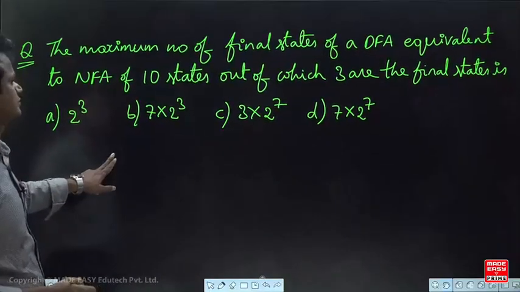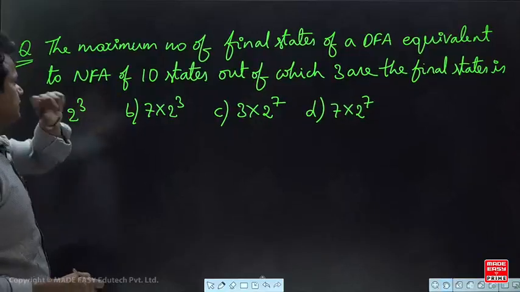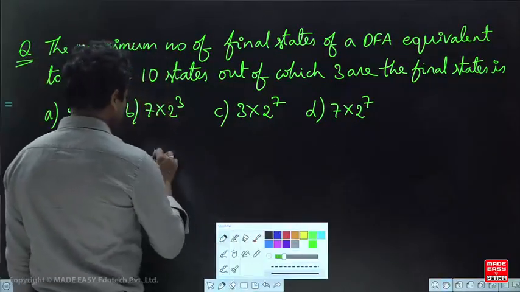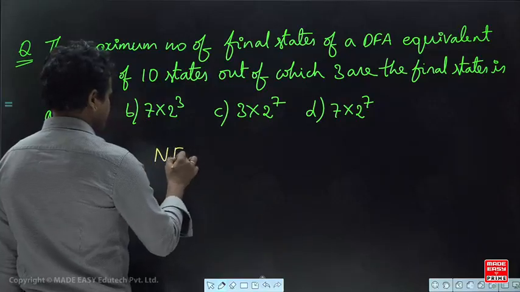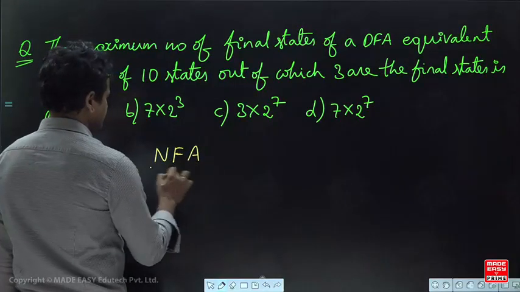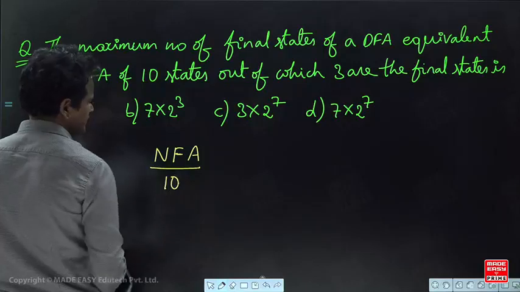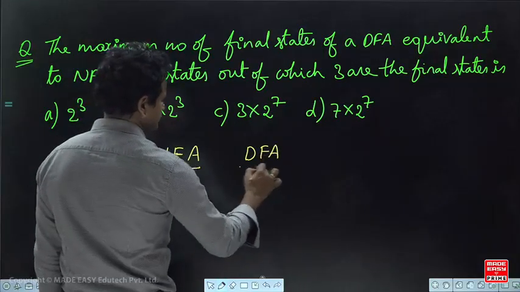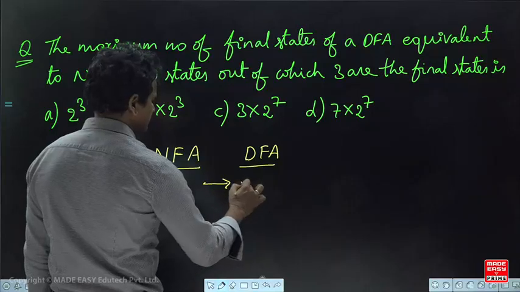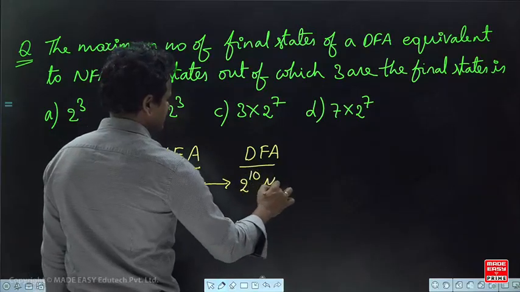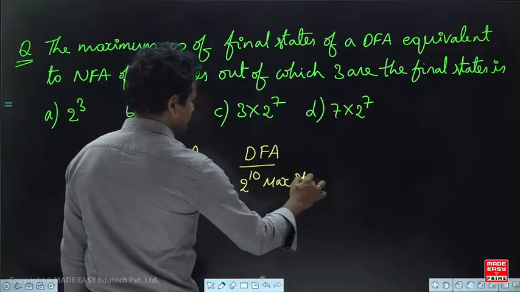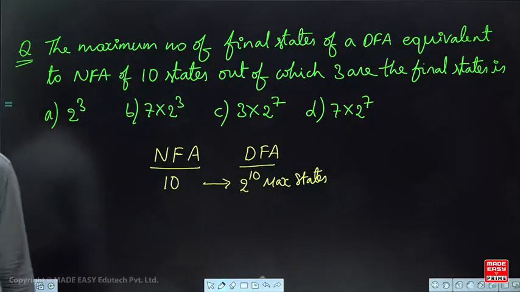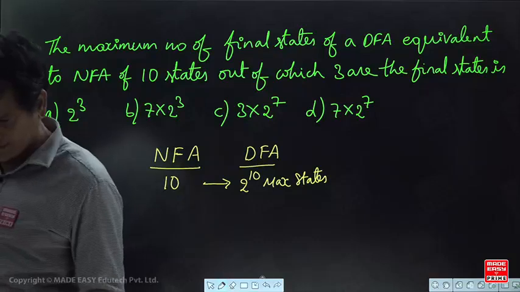This is the question. The NFA is having 10 states. Out of 10, 3 are final. If you convert into a DFA, no doubt you will have maximum 2 power 10 states. That is not the question. The question is how many maximum final states. Okay, copy, try.